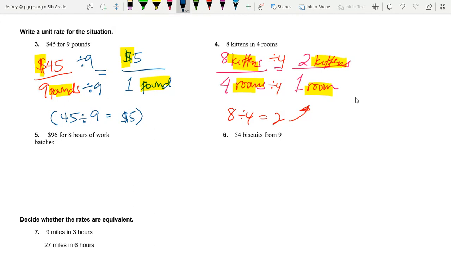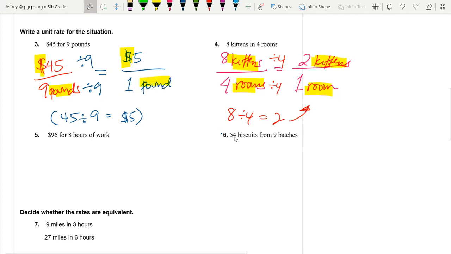Now, let's do number 5. $96 for 8 hours of work. So $96, now this should be in this side. Let me check that one. Let me see if I can minimize this back side. No, it won't. There we go. Better.